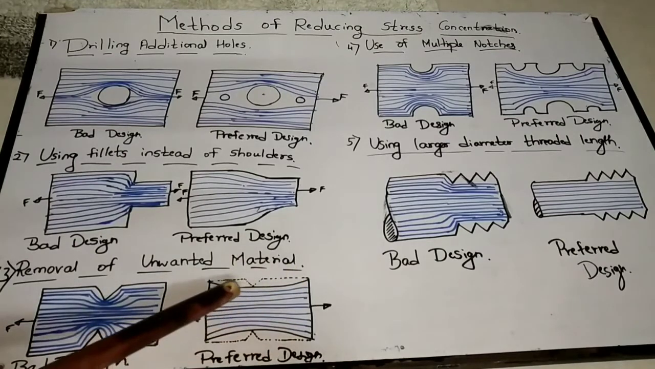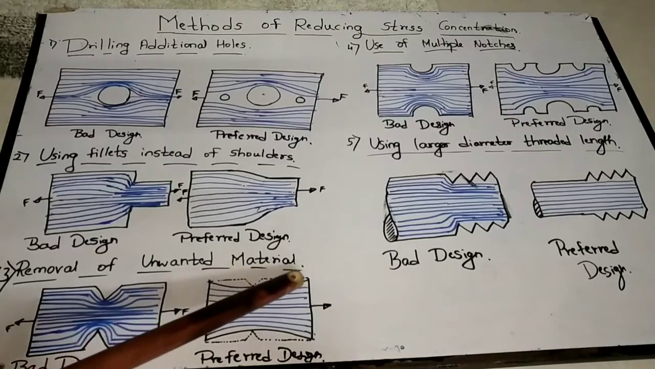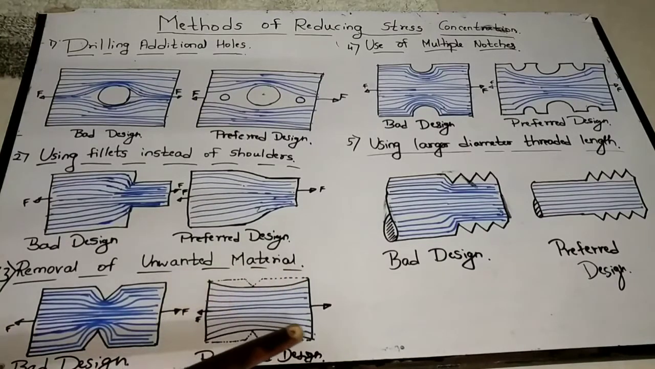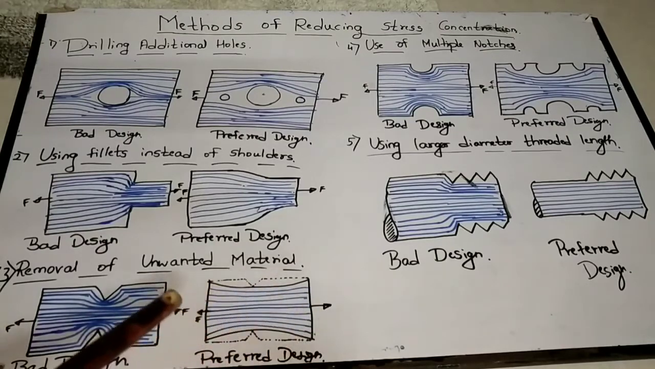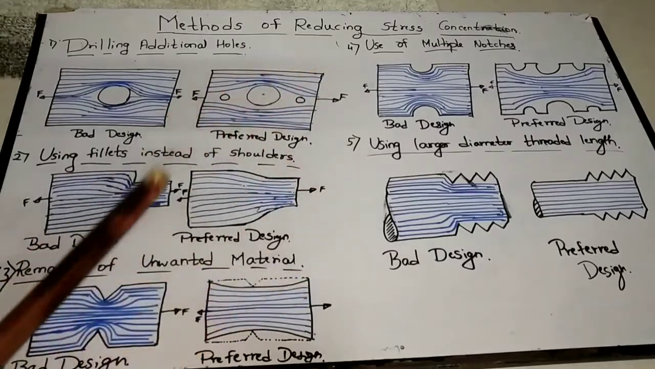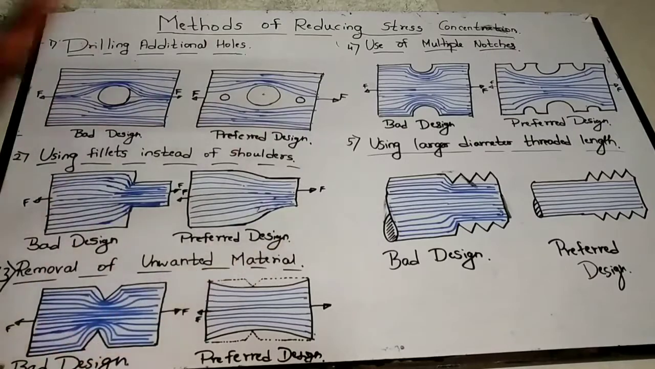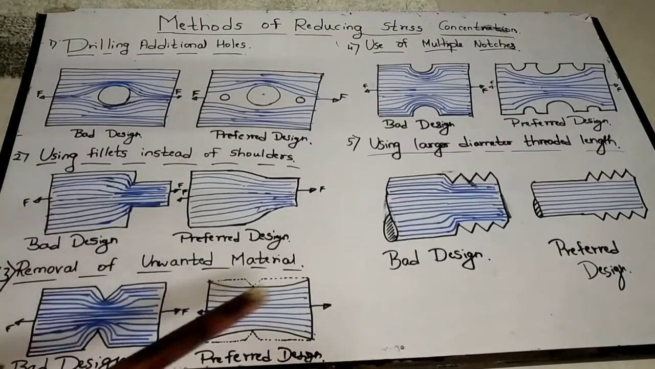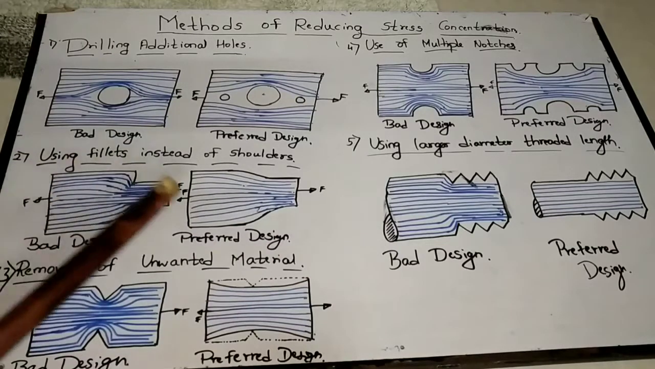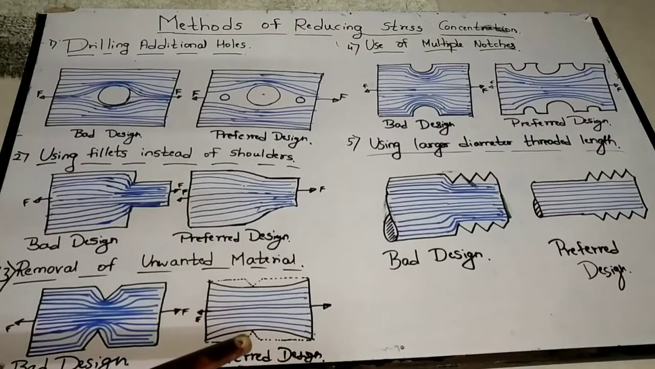If you remove this V notch region, that is this material, you can observe the stress lines. There is no concentration. The stress concentration is automatically reduced. Depending on the application, you can go for removing unwanted material. You can just observe how, by removing unwanted material using any machining method, you can reduce the stress concentration in a particular model. So in this case, this is the preferred design and this is the bad design. I hope it is clear.